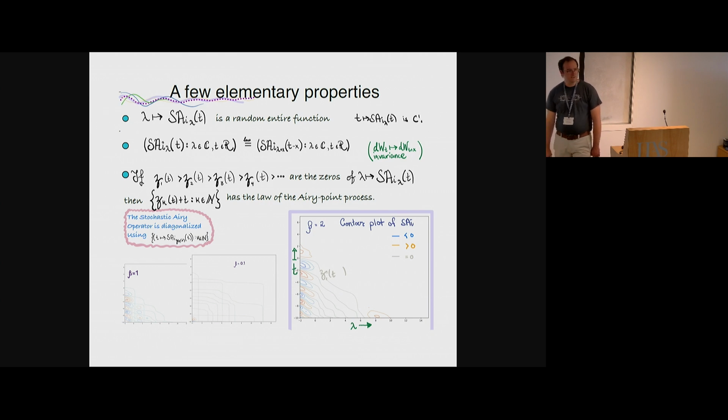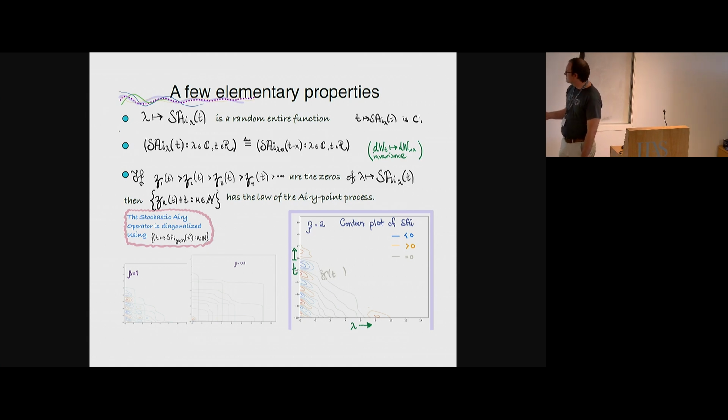In actuality, that's just because the underlying white noise is time invariant. So I'm just taking the time invariance of the white noise and pushing it to what it means for the solution of this ST. The zeros of this function are the Airy point process, the Airy beta point process that we've seen so far.